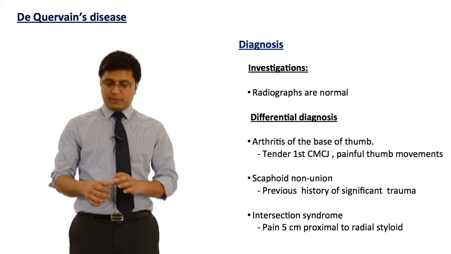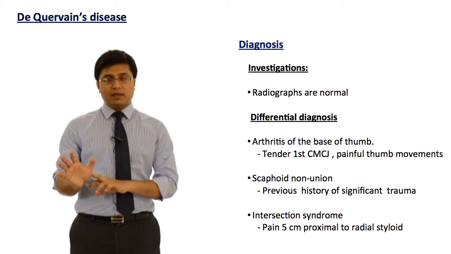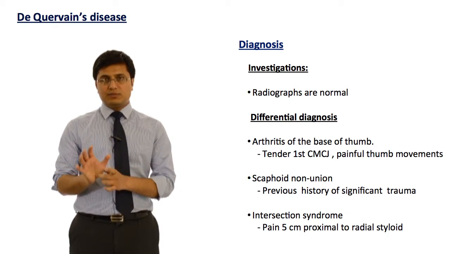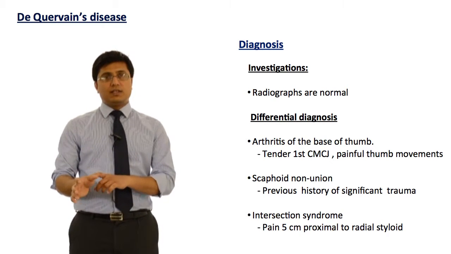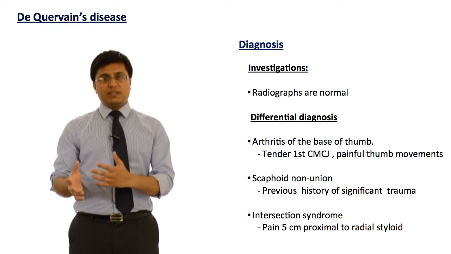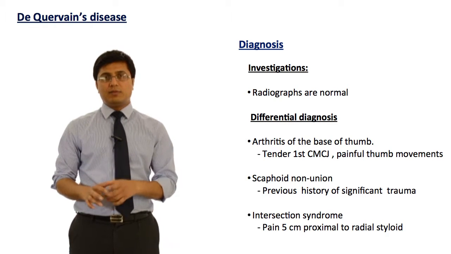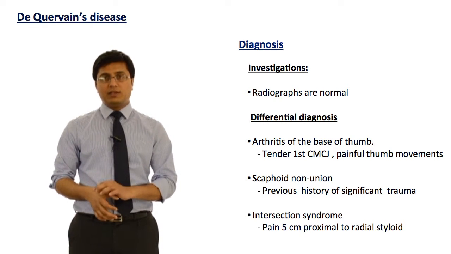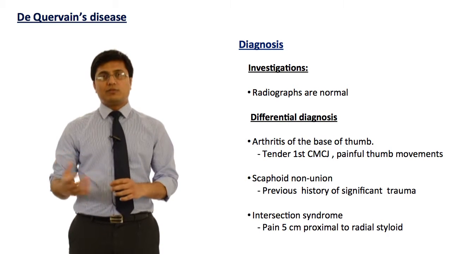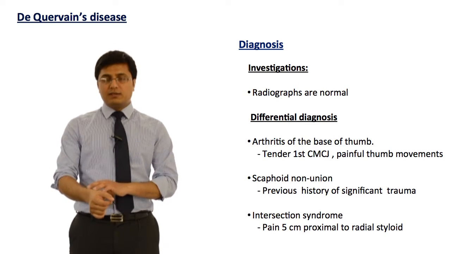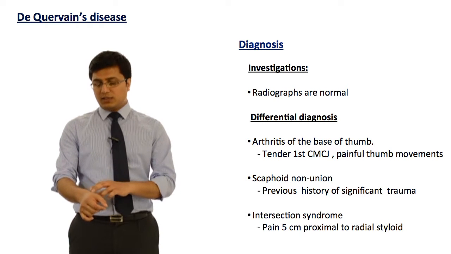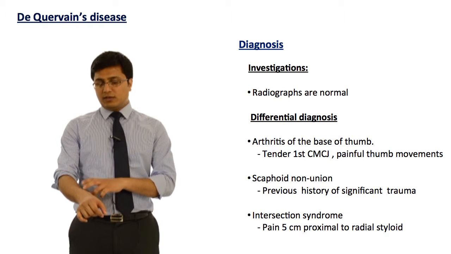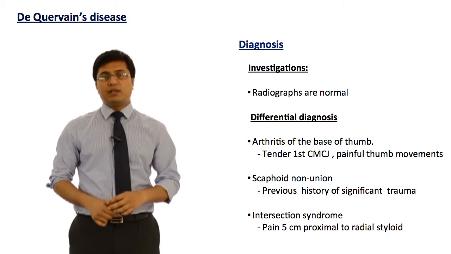For example, arthritis at the base of the thumb, CMCJ arthritis, or scaphoid non-union, which is visible if you take an X-ray. In those cases, there will be a history of trauma as well. And the other diagnosis which we need to rule out is the intersection syndrome, where the pain is slightly located proximal to the radial styloid.